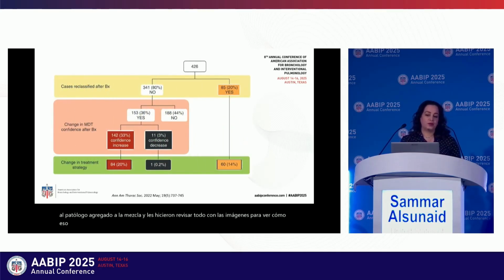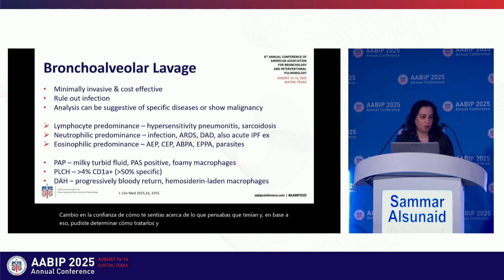So what they found out was that about a third of patients had a change based on looking at the tissue, whether it was reclassification into a different diagnosis, or a change in the confidence of how you felt about what you thought they have, and based on that was able to determine how to treat them and how to follow them afterwards. So basically, you will end up needing tissue biopsy at points.